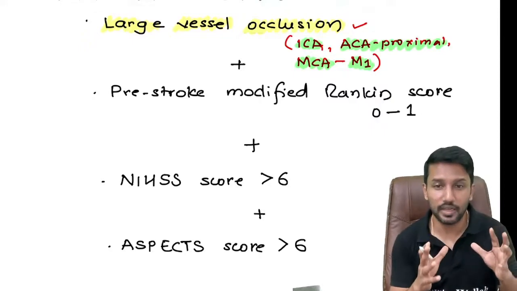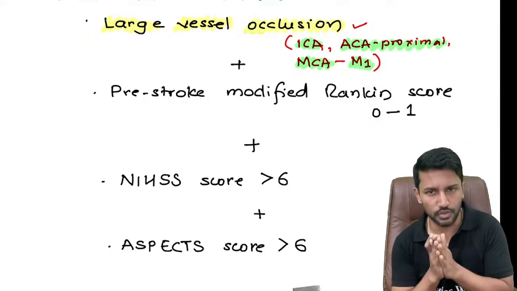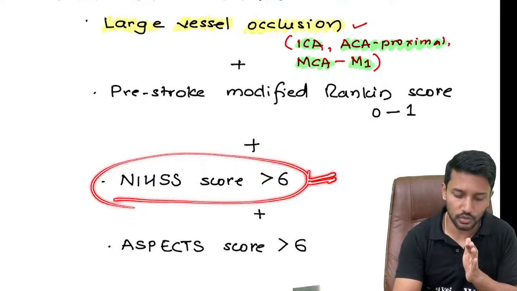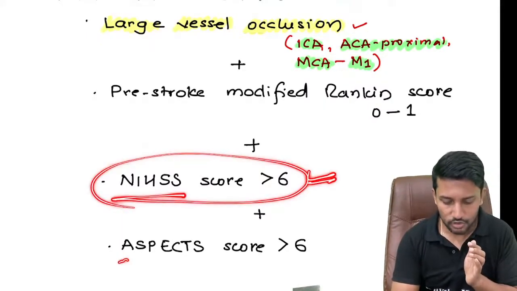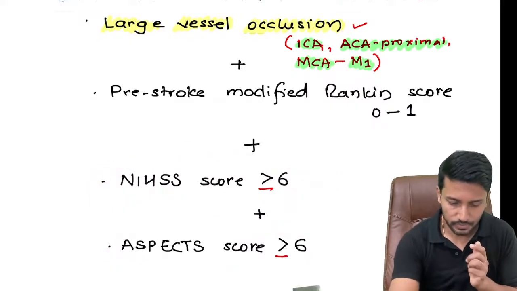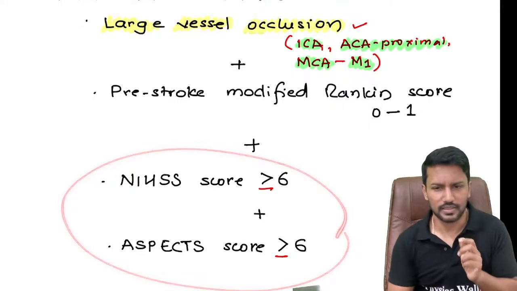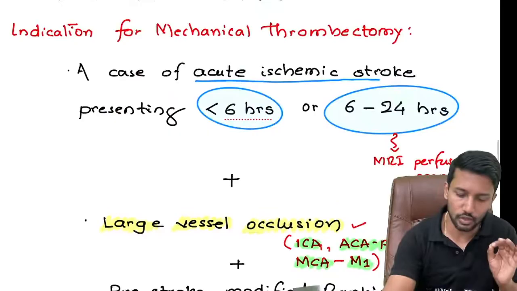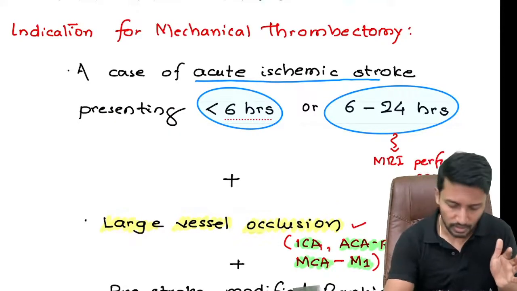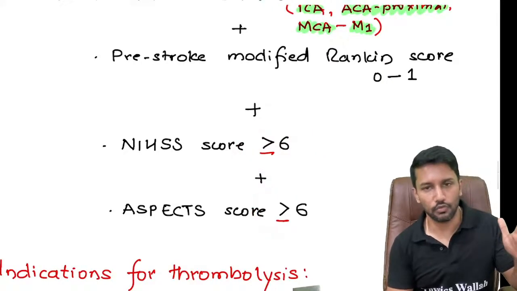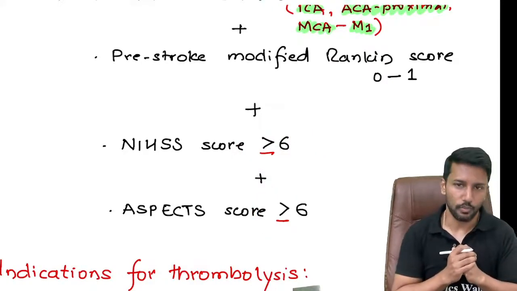Basically, we will not do mechanical thrombectomy for mild cases of stroke. That is why we have a stroke severity scale on clinical grounds called NIHSS, and a stroke severity scale on the CT scan called ASPECTS. Both should be more than 6. If you want to remember, it is pretty easy. All you have to think of when it comes to mechanical thrombectomy is 6, right? Presenting within 6 hours and scores more than 6. You can think of going for mechanical thrombectomy.